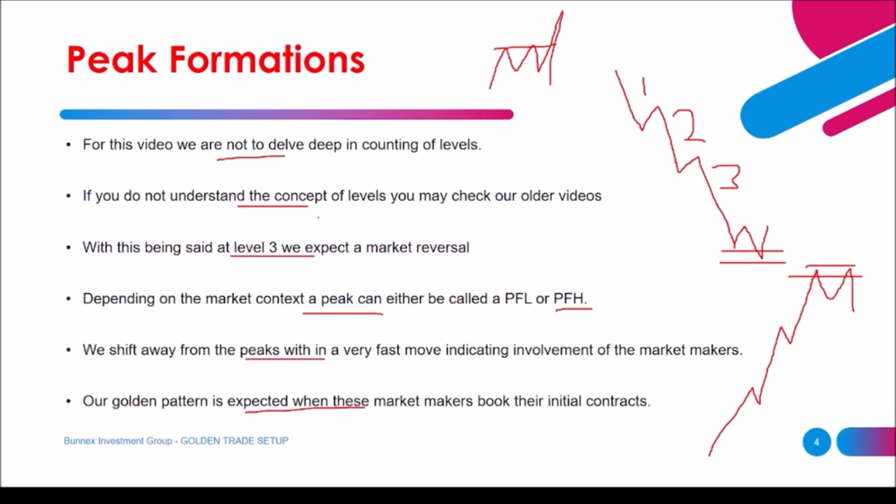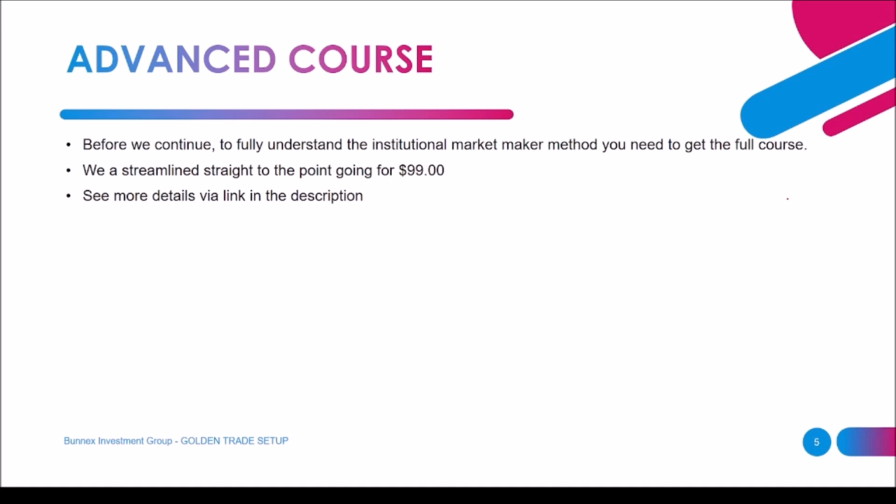So whenever they actually reach a reversal point, the PFL or PFH, they actually shift the market with a very, very powerful, vehement move, and then later book their initial contracts. That will result in a pullback or a surge of the demand of a particular currency pair in their pairing.